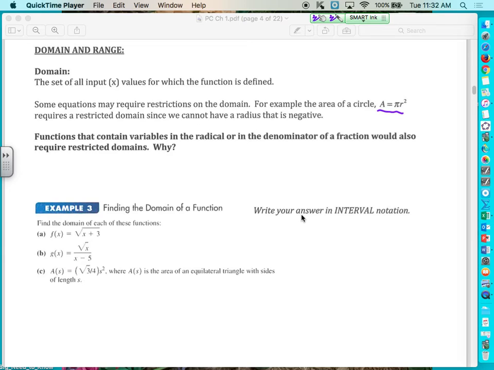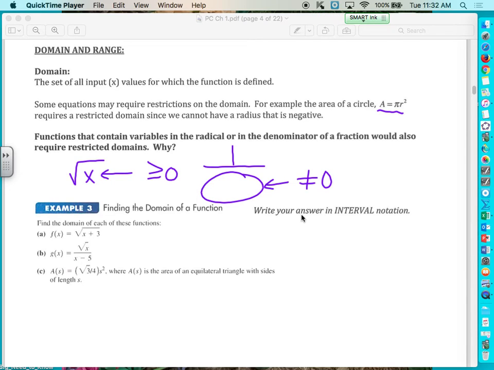If you had square roots in the problem, say it's the square root of x, this number underneath the square root has to be greater than or equal to 0. If it's a negative value, we can't take the square root of that. If you have 1 over something in the denominator here, this something in the denominator can't equal 0. So those are things that you have to be concerned with when you're talking about the domain. Those values can't be 0 or negative to make that function.